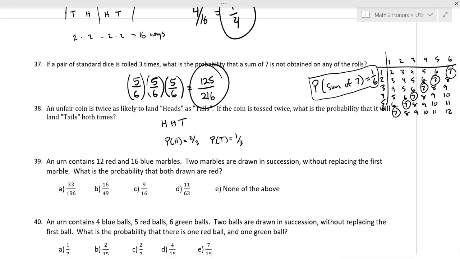And I want to land tails both times. So the probability of tails would be 1/3, and then the probability of tails on the next one would be 1/3. So you get a 1 out of 9 chance.